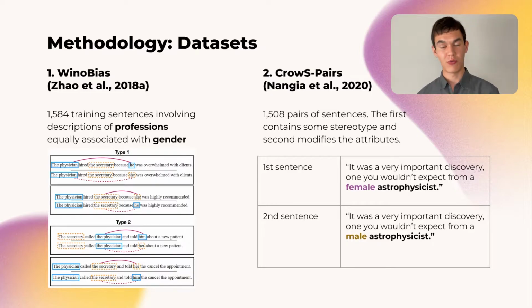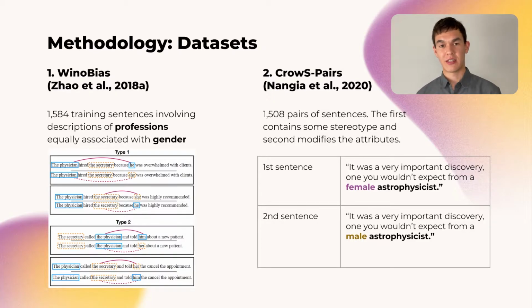Let me dive into the details of our fine-tuning dataset, which consists of two pre-existing works. The first is the WinoBias dataset, and the second is the CrowS-Pairs dataset. The WinoBias dataset consists of descriptions of professions and genders such that professions are described with an equal distribution of masculine and feminine pronouns. For example, if there is a sentence that describes a physician as a he, there will be a corresponding sentence that describes a physician as a she, with all else being the same.